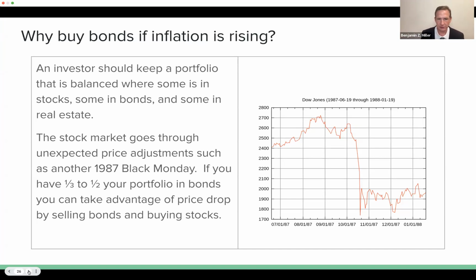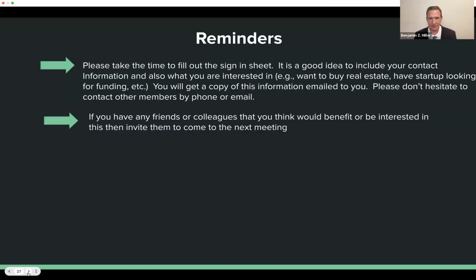We look here at a chart that shows 1987 Black Monday. And if you had, say, a third to half of your portfolio in bonds, you can take advantage of price drops. You could sell bonds on a day like this, and you could buy stocks. So that's a good reason.